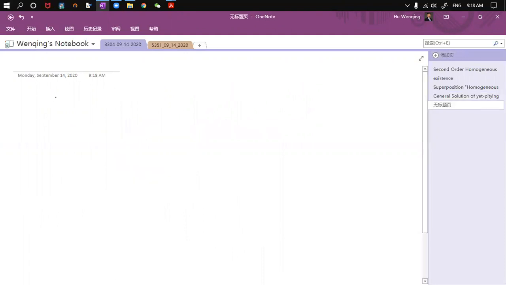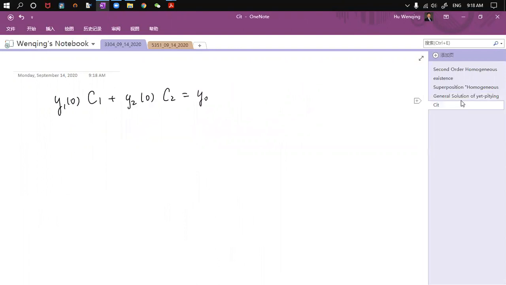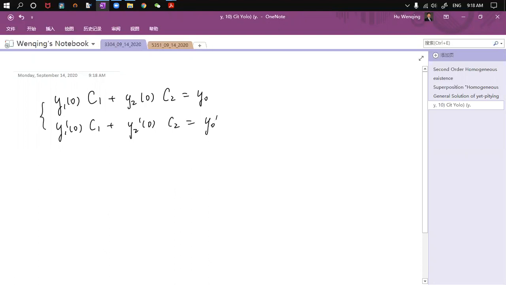So this theory actually says that y1 of 0 multiplied by c1 plus y2 of 0 multiplied by c2 is equal to y0. So that's the first equation. I'm going to write y1, y2 as my coefficients. And similarly, y1 prime of 0 times c1 plus y2 prime of 0 times c2 is equal to y0 prime. So that's going to give you a linear system of equations. Then we're going to ask when the solution C1, C2 is unique.